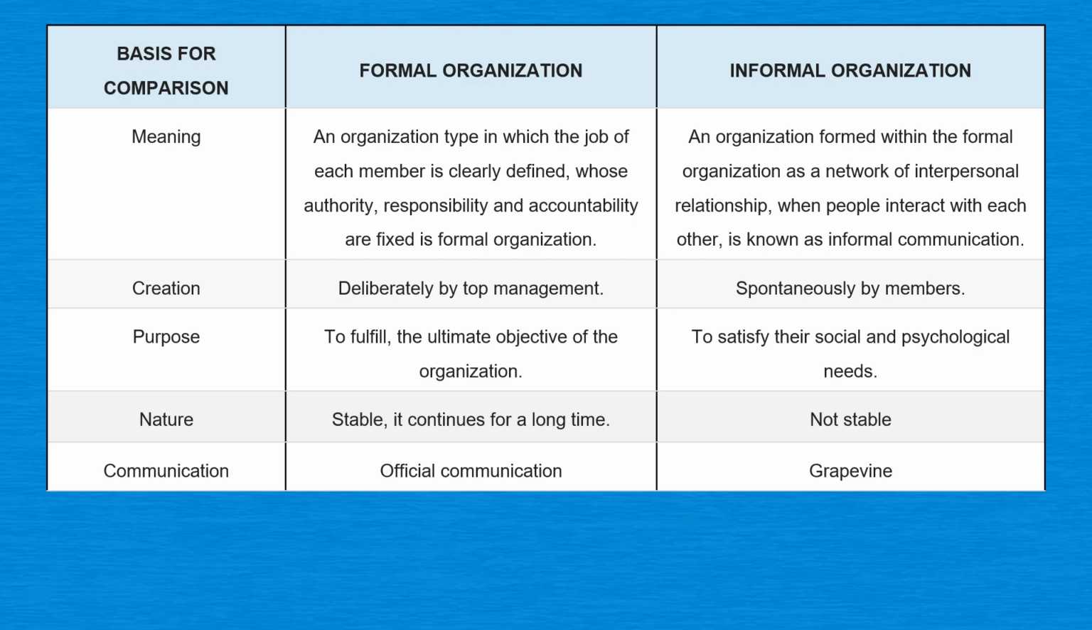On the basis of creation, a formal organization is deliberately created by top management and an informal organization is spontaneous, created by members. The purpose of formal organization is to fulfill the ultimate objective of the organization, and the purpose of informal organization is to satisfy their social and psychological needs. The nature of a formal organization is stable, it continues for a long time, whereas for an informal organization, the nature is not stable. On the basis of communication, a formal organization uses official communication, whereas in informal organizations, communication can be described as grapevine.